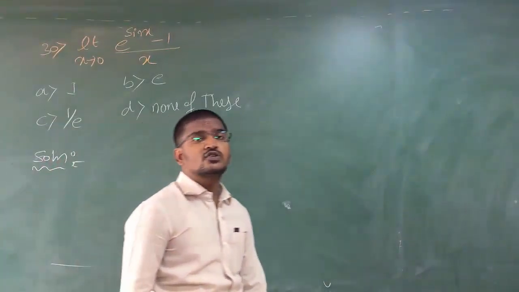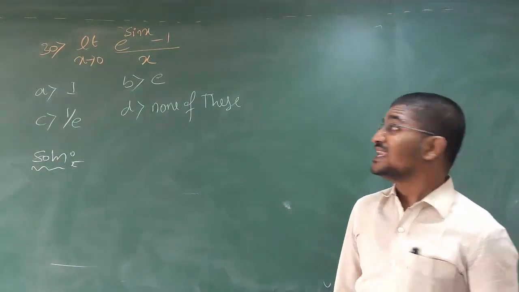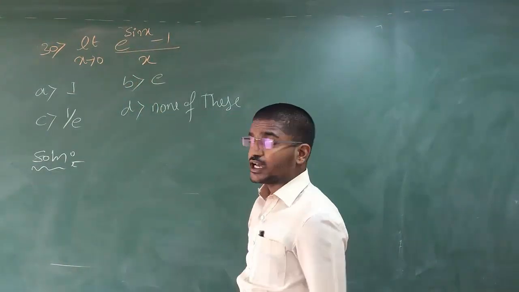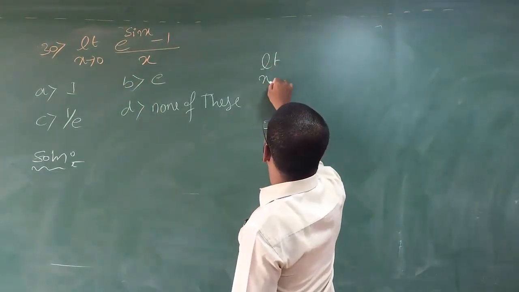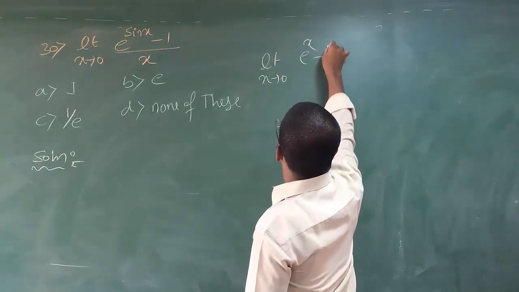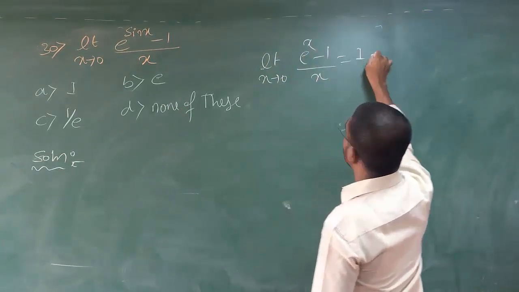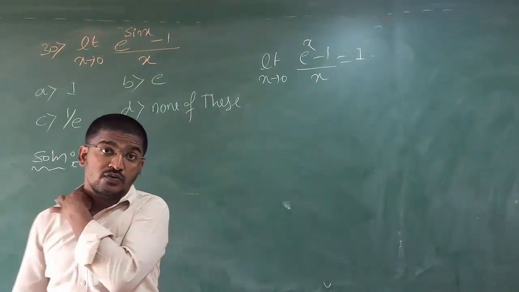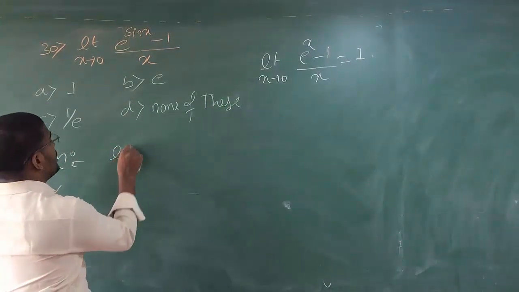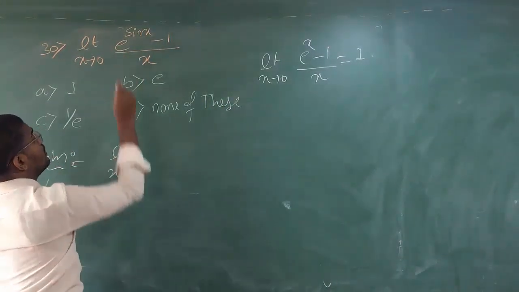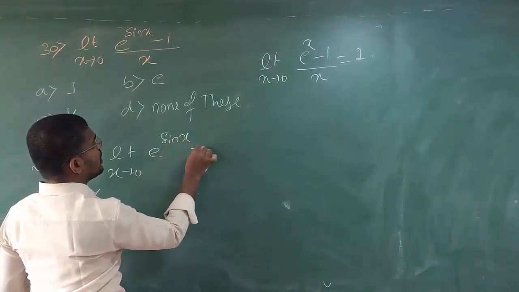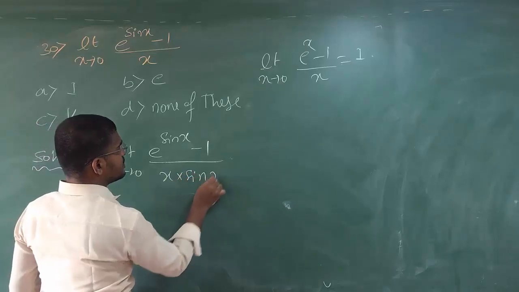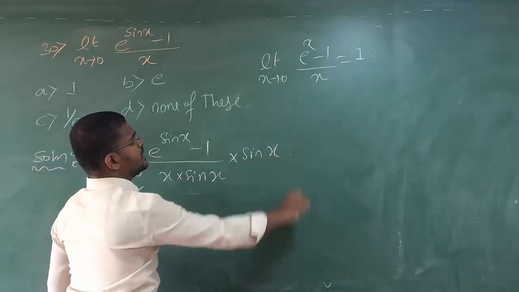Okay, students, now let us go for question number 30. Limit extending to 0 e raised to sin x minus 1 divided by x. Before going to this, remember this formula, e raised to x minus 1 divided by x equal to 1. Clear? You remember this formula to solve that, then only you can solve it. Now limit extending to 0 e raised to sin x minus 1 divided by, here I will take sin x, means here also I take sin x.